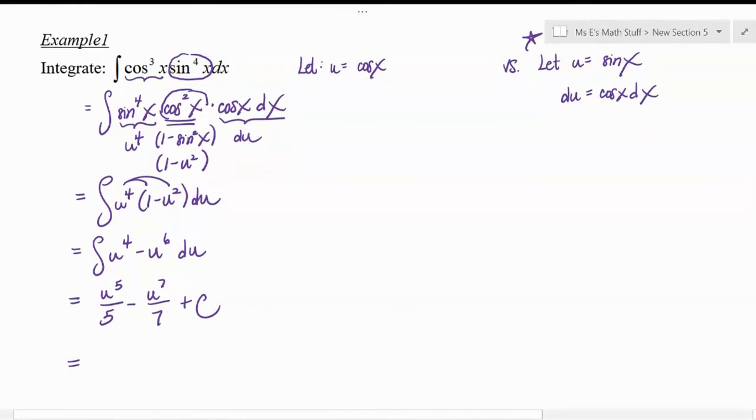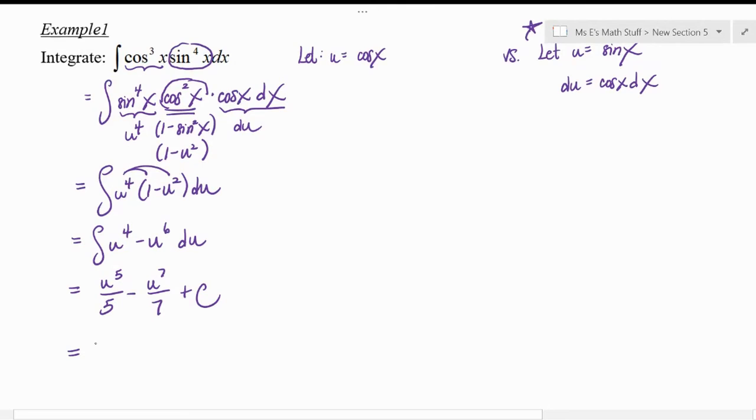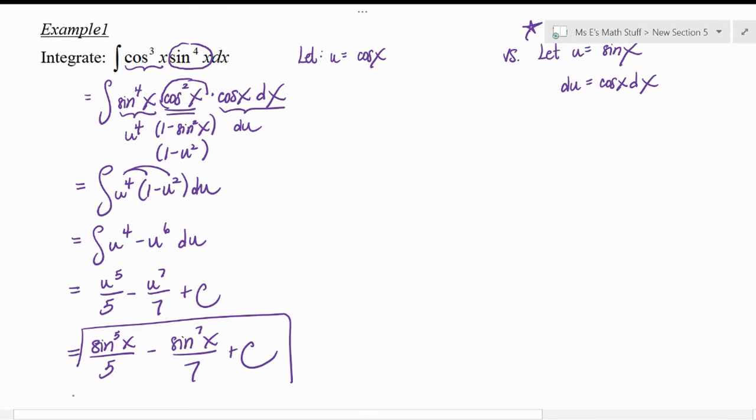u was holding the value of sine of x, so there we go. We'd get sine to the fifth x over 5 minus sine to the seventh x over 7 plus c. And if this doesn't make sense, you could always take the derivative and see if you get something equivalent to that integrand. There you go.